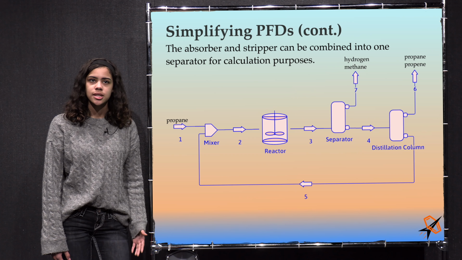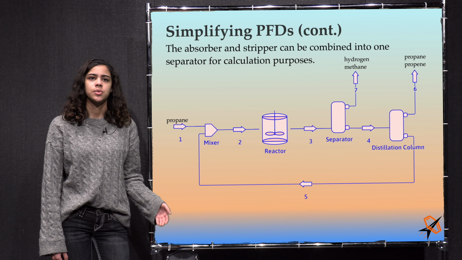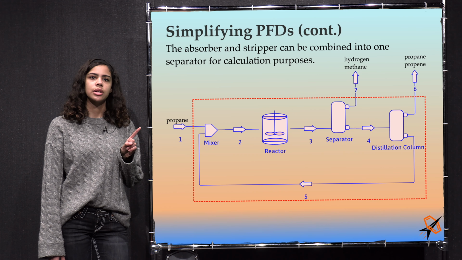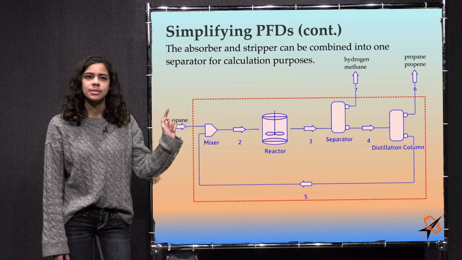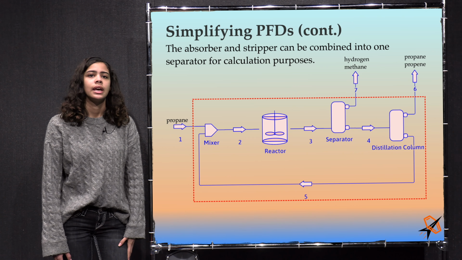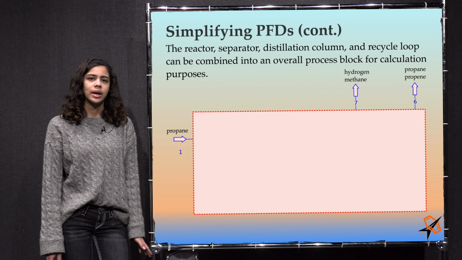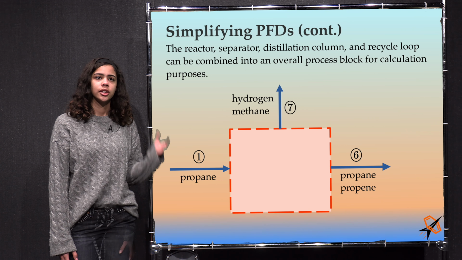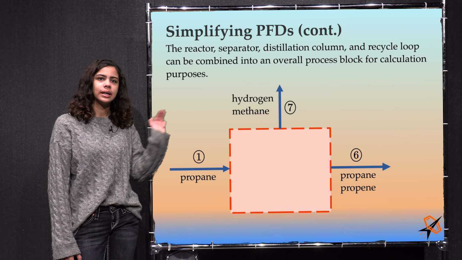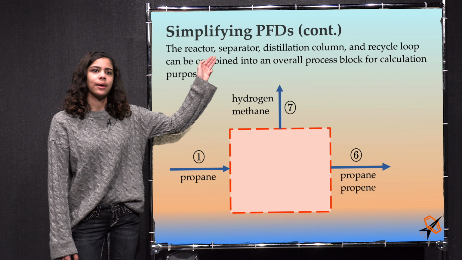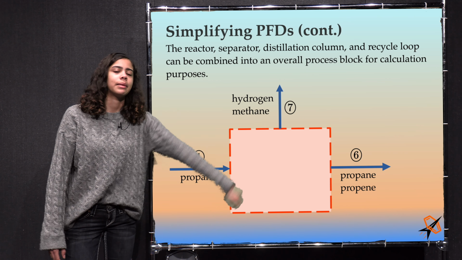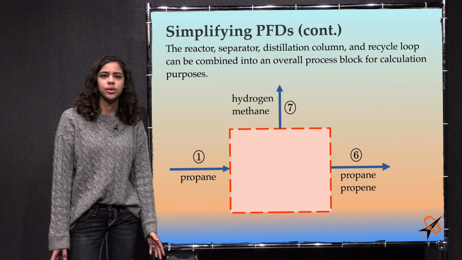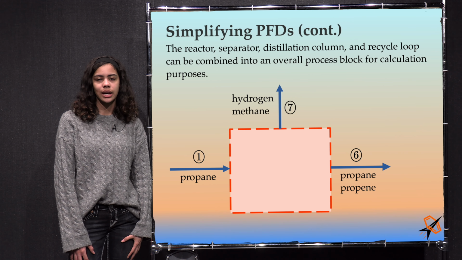For an overall balance, you can simplify the process further, as we described earlier, by putting a bounding box around the entire system with one flow stream entering, stream 1, and two streams exiting, stream 7 and 6. At this point, we can no longer refer to it as a reactor or separator, but we can calculate flows and conversions. The resulting block shows we can have propane coming in, methane and hydrogen coming out the top, and propane and propene coming out the other side. This block will be useful for calculating the overall fractional conversion, or the overall extent of reaction.